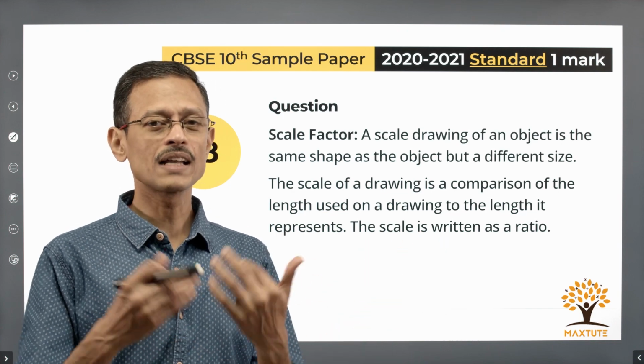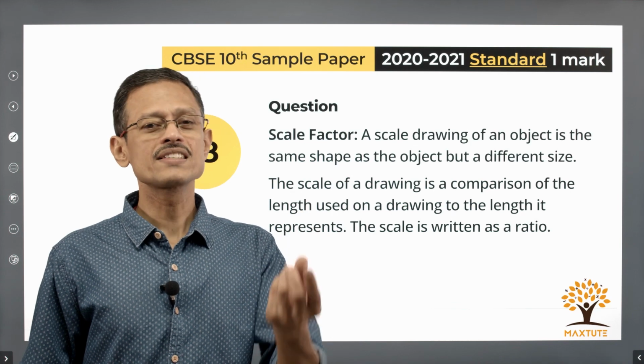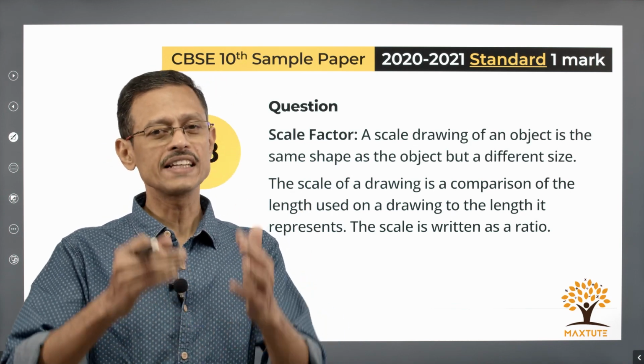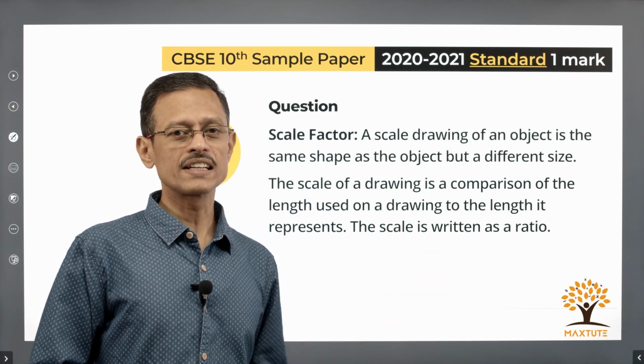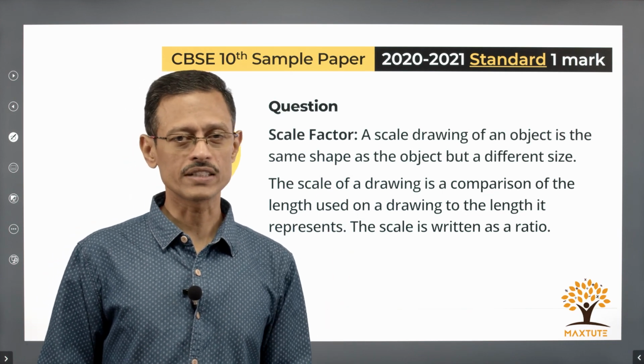Concept tested is similarity of polygons, similarity of triangles, and they've also thrown in an idea called scale factor on top of it, right? Any similar objects we talk about, we will willy-nilly be talking about a scale factor. Let's take a look at what this question defines a scale factor as, and then see how to apply it in the 5 questions that follow this.